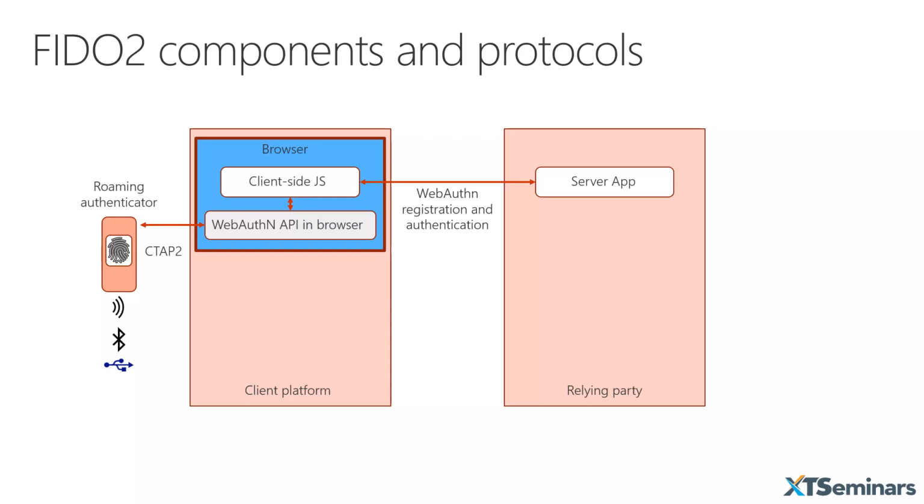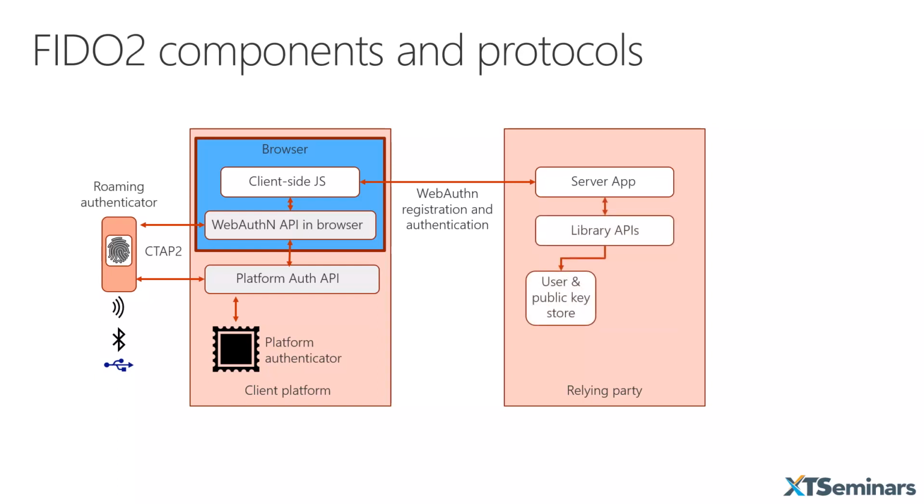We don't have to use a roaming authenticator. We could use platform auth APIs to actually talk to a platform authenticator of some kind. And of course, typically that is a TPM. And Windows Hello is FIDO2 compliant. Now, on the server side, we need some other components.